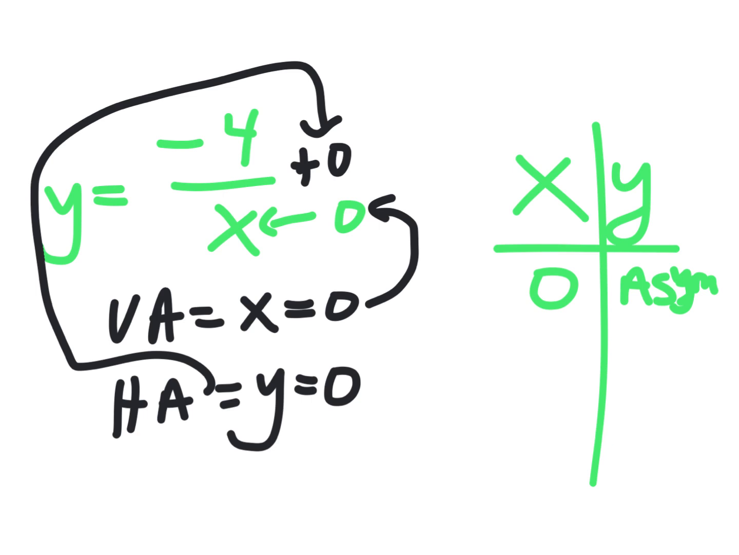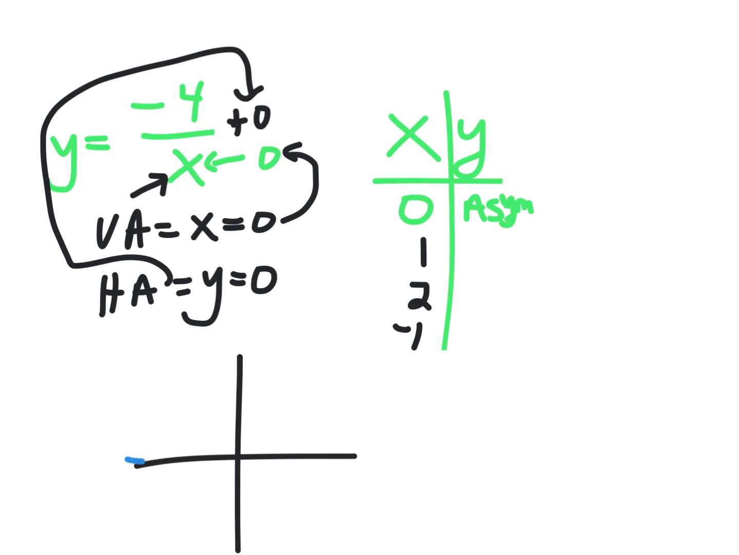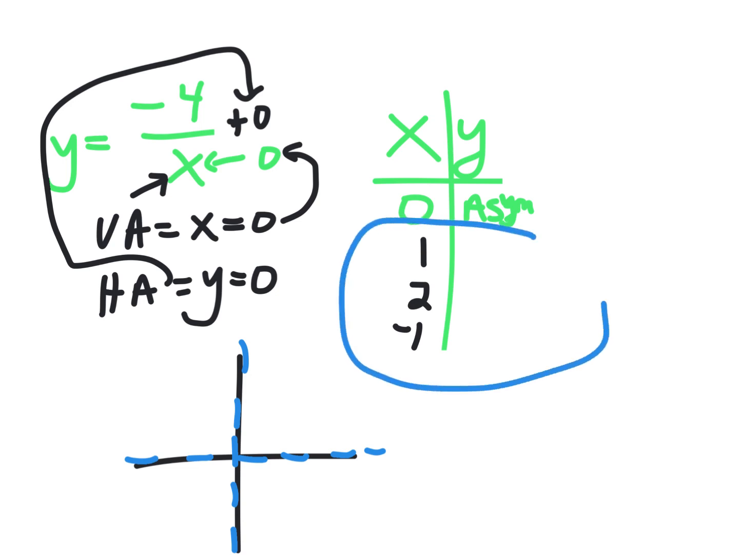And last but not least, stick in a few numbers, like stick in a 1 and see what you get when you put a 1 right here. Stick in a 2, see what you get. Stick in a -1, see what you get. And then to actually graph it, when they're both at 0, it's super easy. You just make your asymptotes like that. And then I just have to graph these points. And then use asymptotic behavior to say it'll just get closer and closer to the asymptotes from there.